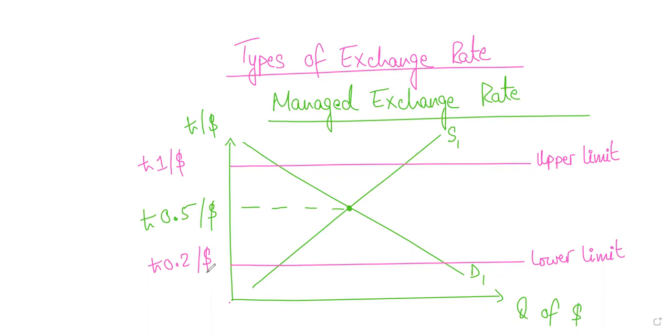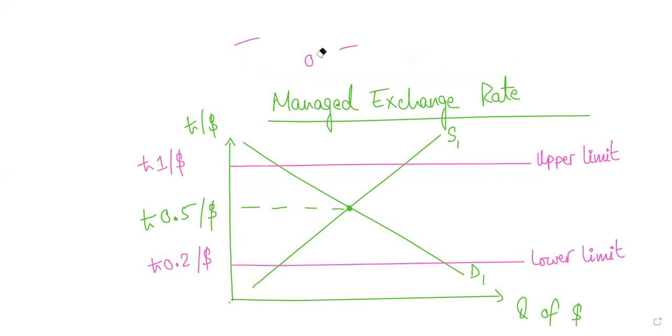So this is what the managed exchange rate is. Now let me give you an example, and then I'll see if you really understood. Let's say for some reason the demand for dollars has increased by this much. Now what happened? The value of the exchange rate has moved above the upper limit. Are you getting me? So let's even get rid of this.